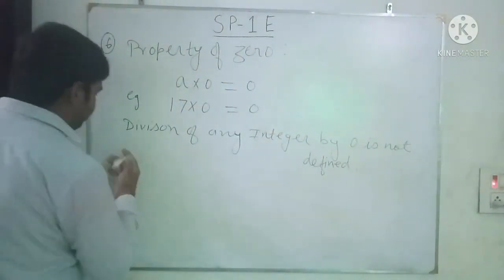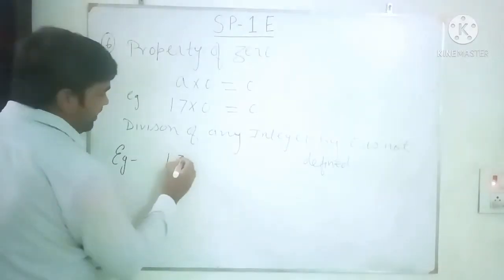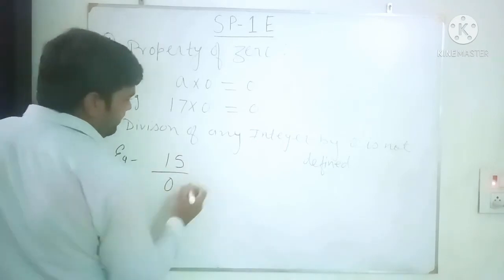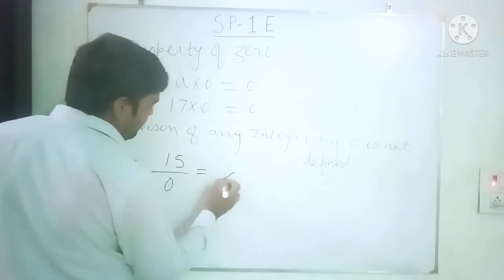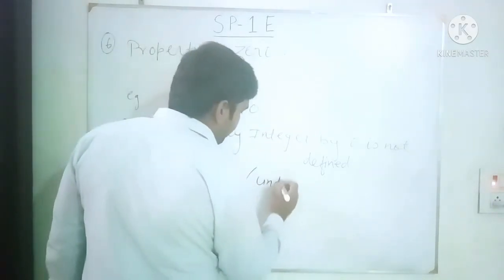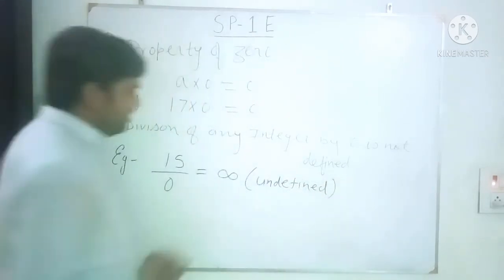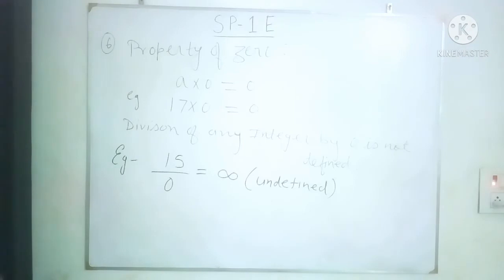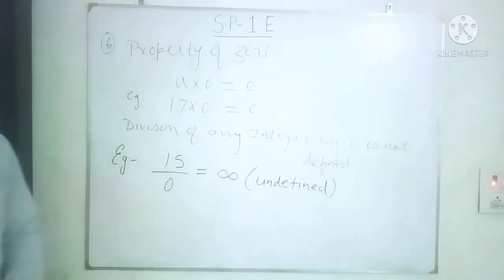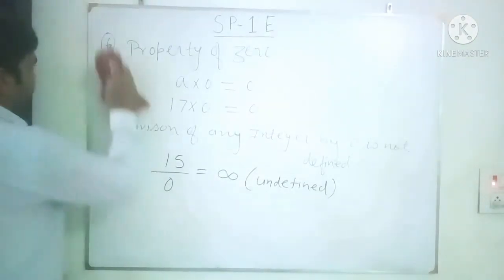Example you can take: suppose 15 is an integer. So 15 divided by 0 is undefined. This is the symbol of undefined. So division of any integer by 0 is undefined. We cannot find it. Next property, and the last property, is the distributive property.